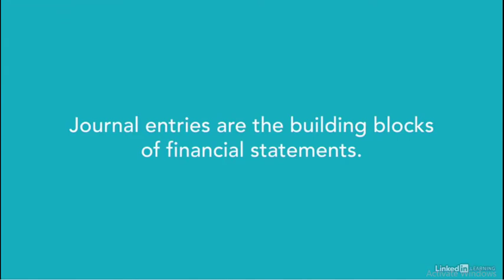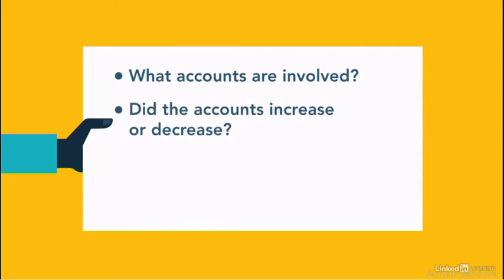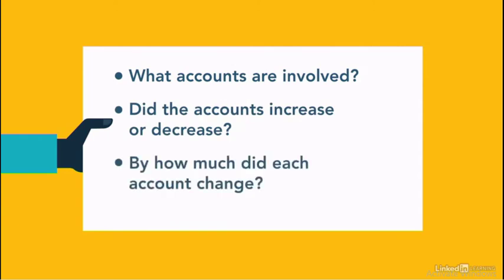Fourth, journal entries are the building blocks of financial statements. Fifth, with each journal entry, debits must always equal credits. Always. And sixth, every journal entry requires the answer to 3 questions. What accounts? Did the accounts increase or decrease? And by how much did each account change? Financial statements are just your reward for getting these things right.